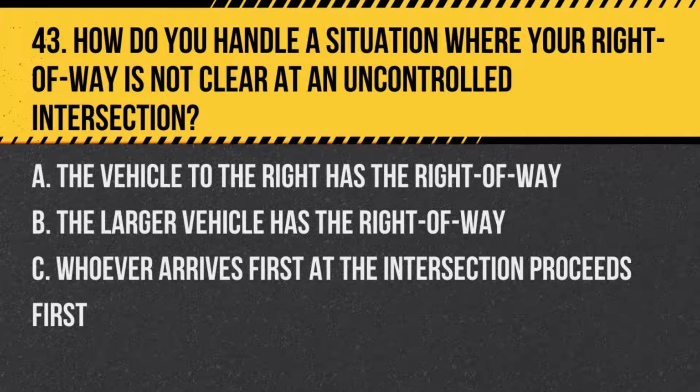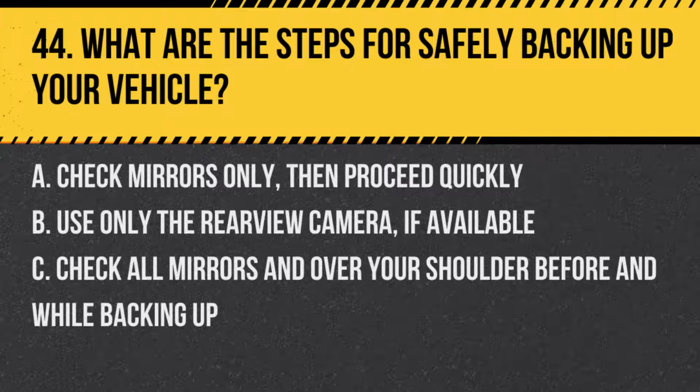Answer: A. The vehicle to the right has the right-of-way. In situations where the right-of-way is not clear, the vehicle to the right goes first, promoting orderly and safe passage through intersections. Question 44. What are the steps for safely backing up your vehicle?